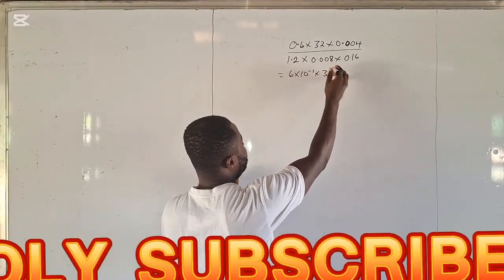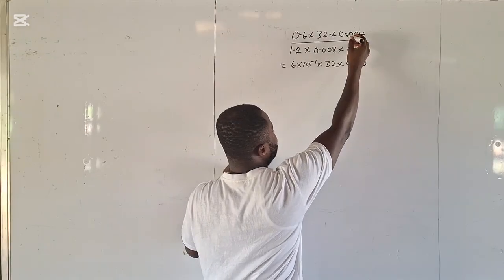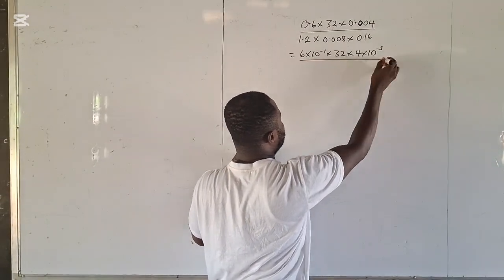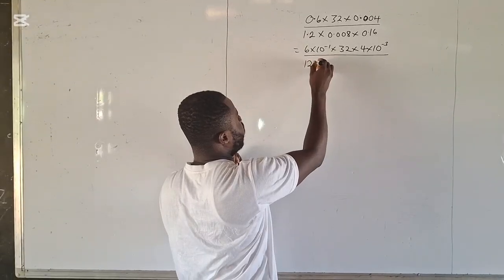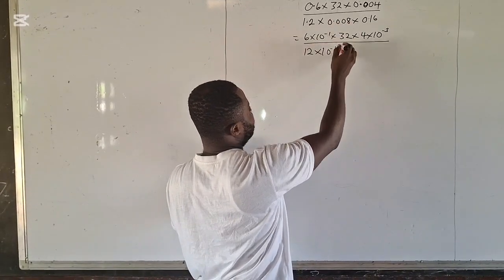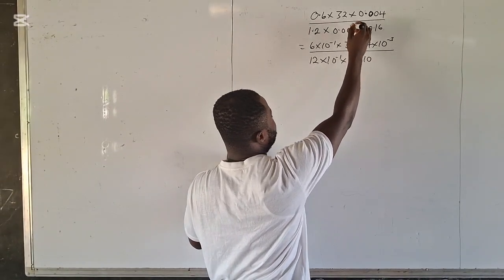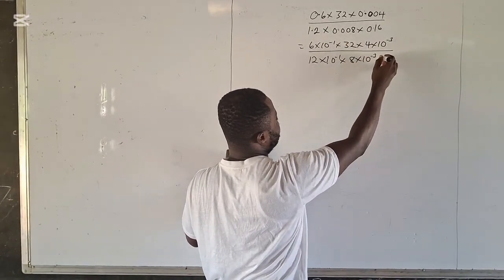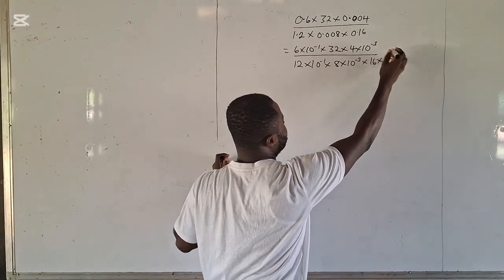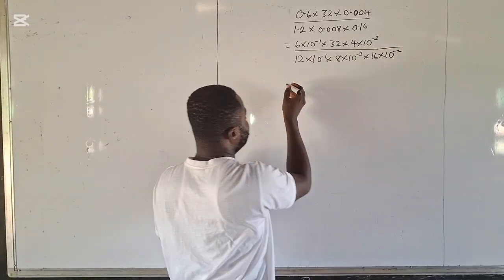This one is already in standard form, the 32. So this one too will be 4 times 10. You move 1, 2, 3 times, exponent negative 3. All over, this one will be 12 times 10 exponent negative 1. Then the next one will be 8 times 10, 1, 2, 3, the same negative 3, times this one which is going to be 16 times 10 exponent negative 2. So this is the first step.